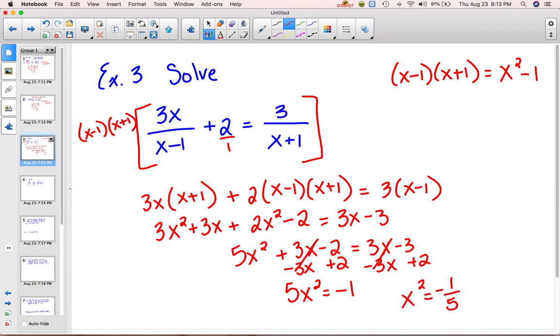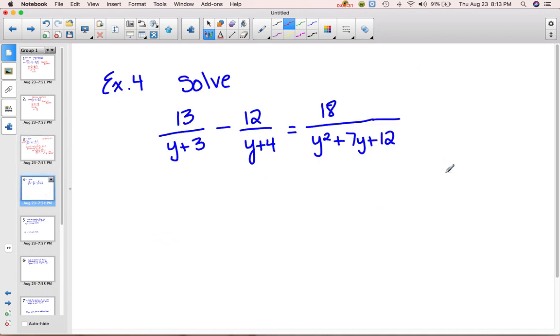Well, this is interesting because we've got an issue here. X squared, I can't square a number and get a negative value. So this particular answer is going to be no solution. That was a lot of work for no solution, but it happens sometimes. Going on to the next problem.